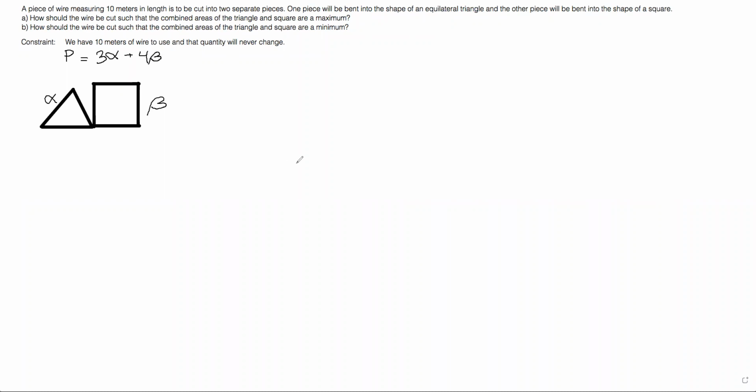All right. So now that we have our constraint, we want to identify the quantity that we're trying to optimize. We're trying to optimize the area. So we're doing part A first. We're trying to maximize the combined area between our two shapes.